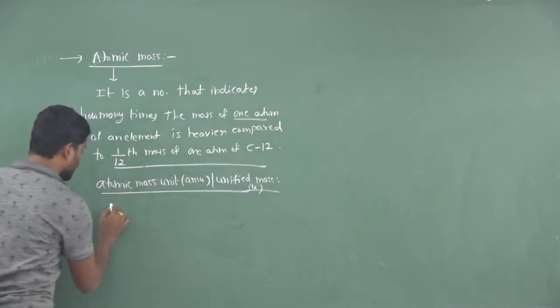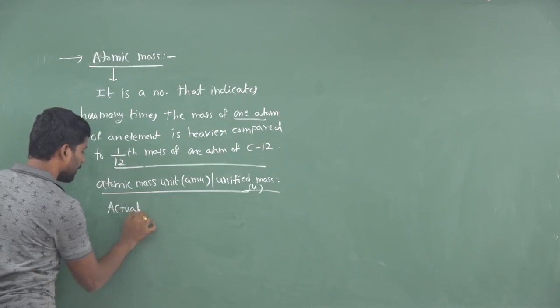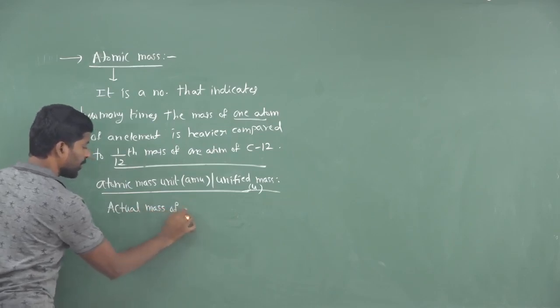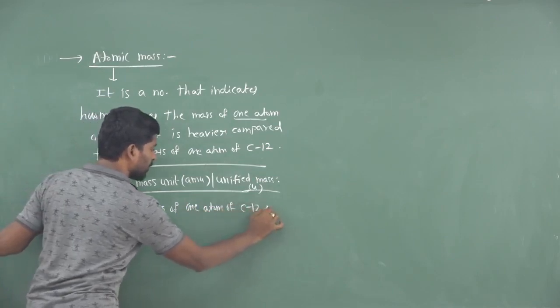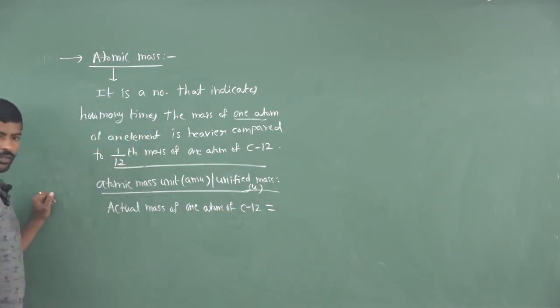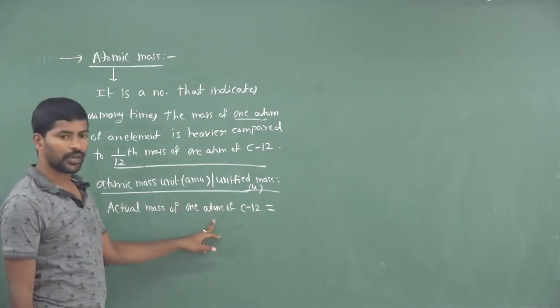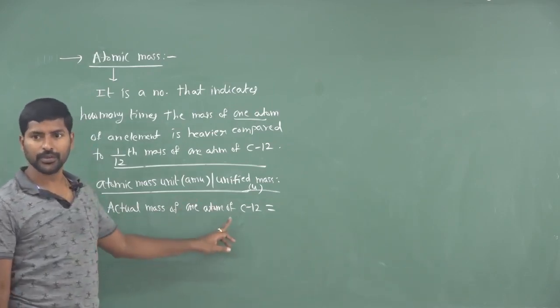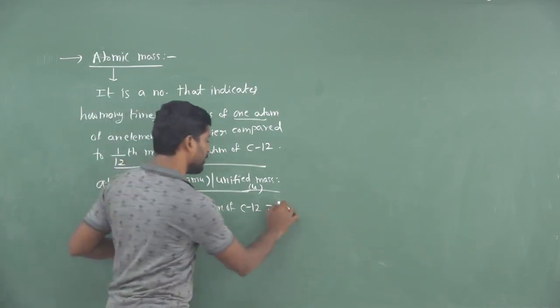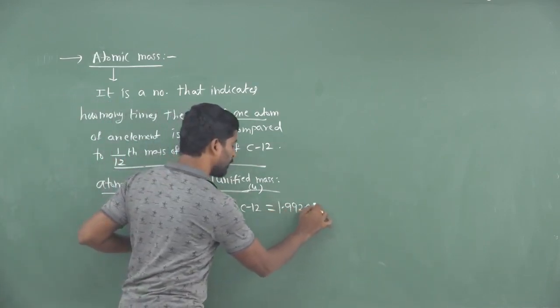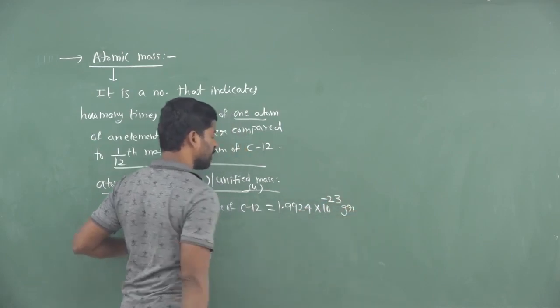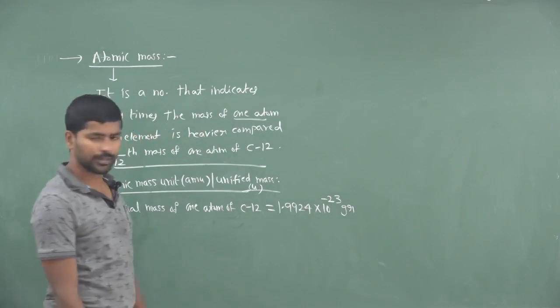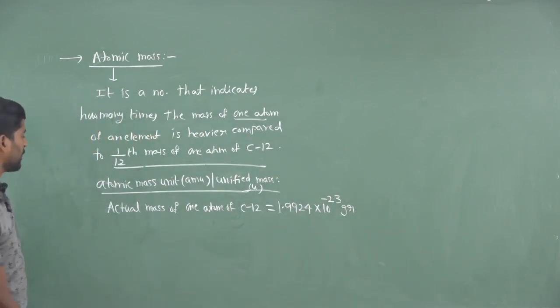Now if you see the actual mass of one atom of carbon-12, what is the mass of one carbon-12 atom? It is 1.9924 × 10^-23 grams. That is the mass of one atom of carbon-12.